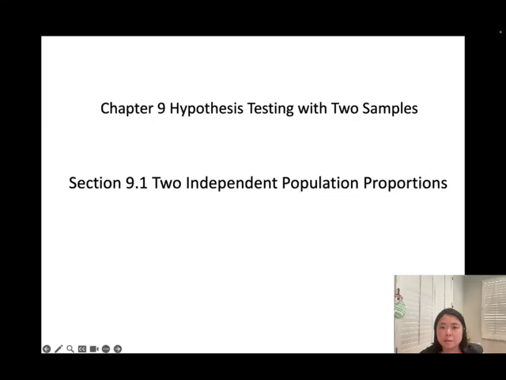Chapter 9, Hypothesis Testing with Two Samples. In Chapter 8, we worked on hypothesis testing with only one sample, one population. For this chapter, we are also working on hypothesis testing, but this time we have two populations. The first population parameter we'll be working on is the proportion. So, two independent population proportions.